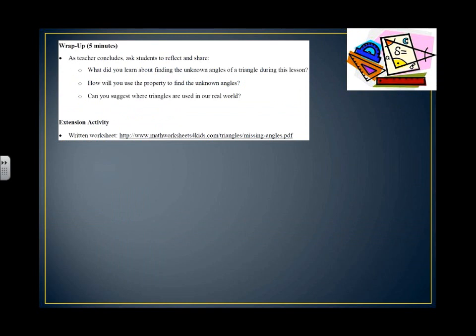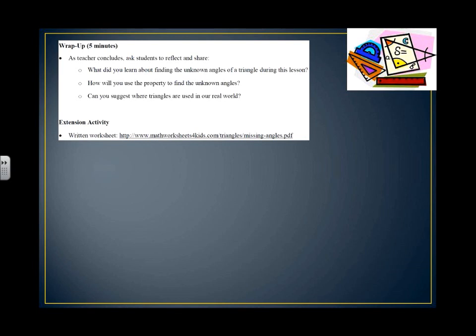For the wrap-up session, as the teacher concludes, ask the students to reflect and share: What did you learn about finding the unknown angles of a triangle during this lesson? How will you use the property to find the unknown angles? And can you suggest where triangles are used in our real world?